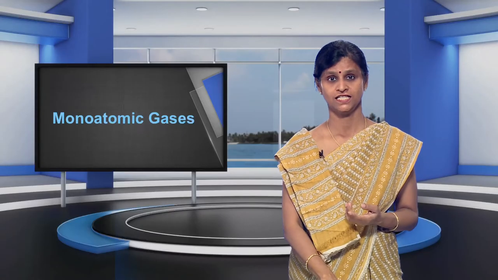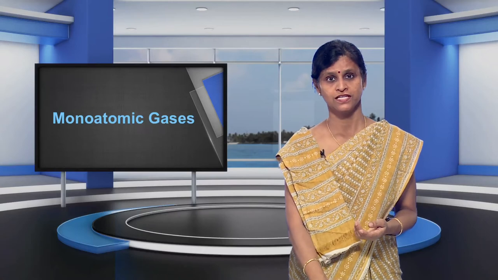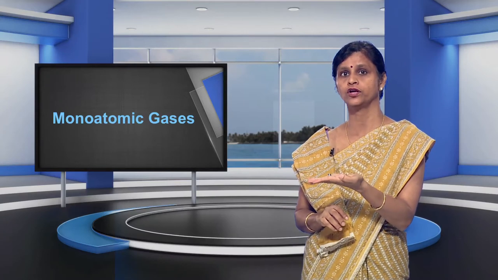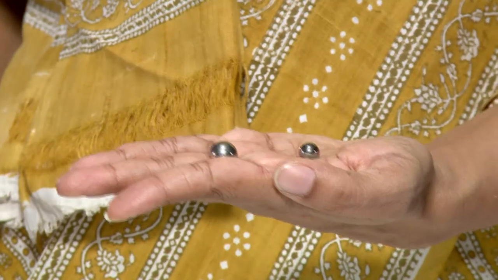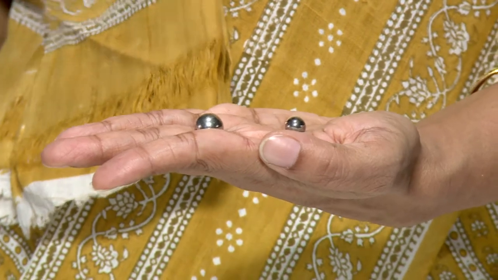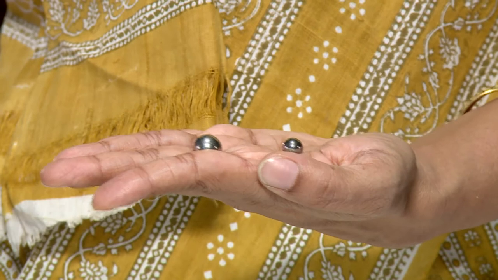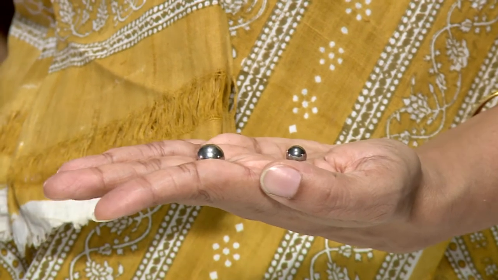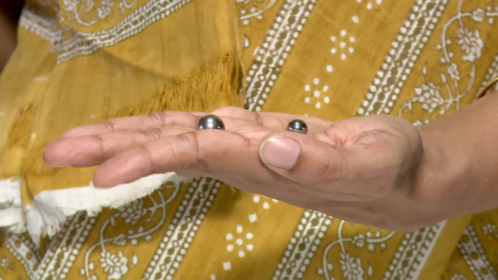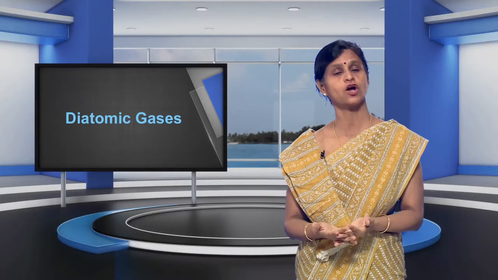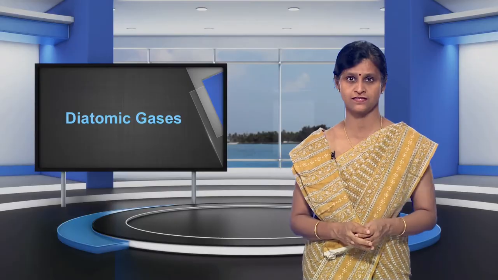These atoms of the molecules are considered as point particles. As a model, I am going to use these small steel balls as the atoms of the monoatomic gases. But of course, the size of the ball is much, much larger than the actual atom which exists in the gas. Now, let us talk about diatomic gases.